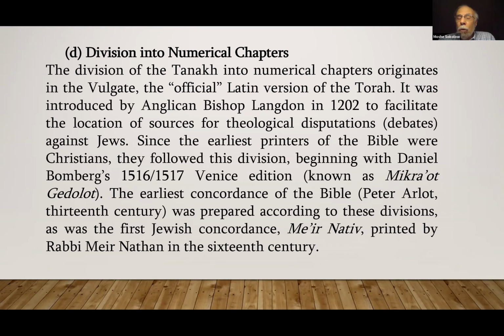as well the earliest concordance of the Bible, which was similarly produced in the 13th century, was prepared according to those divisions. Meaning if you wanted to locate a particular word, you had to be able to find it according to its chapter and verse, okay? Jews apparently did not need the text to be divided into numerical chapters because they already had, for at least a millennium, the traditional division into parashiot.